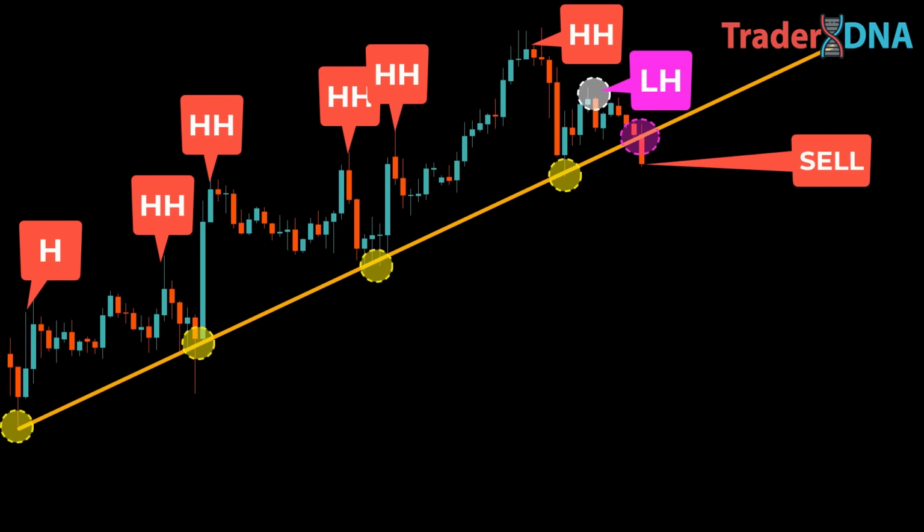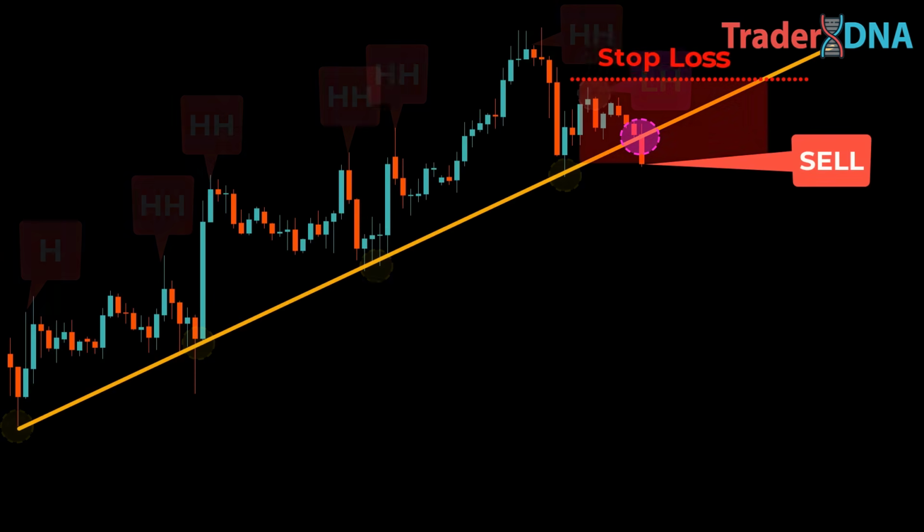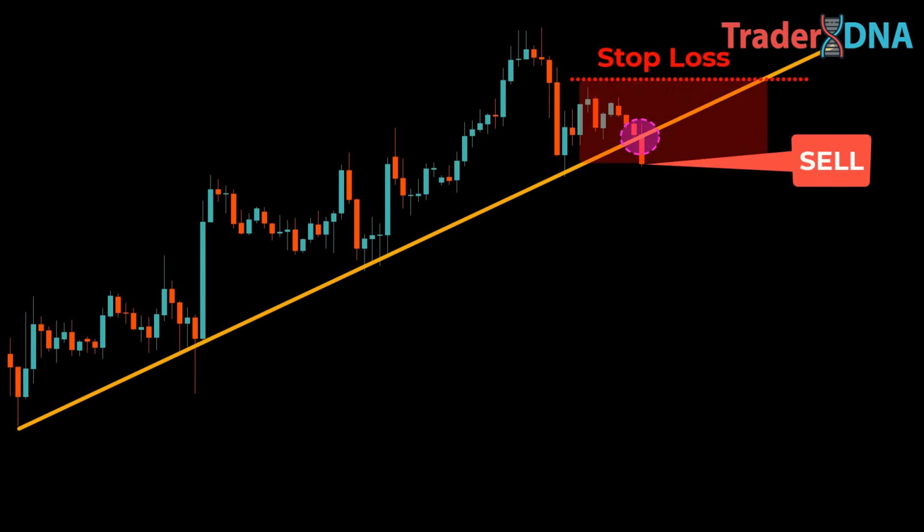Now, before you jump into the trade, here's something important. You always need to manage your risk properly. So in this case, once you've decided to enter a sell trade, place your stop loss just above the nearest swing high. That way, if the market suddenly snaps back and the trend line break turns out to be a fake out, your losses are limited and controlled.